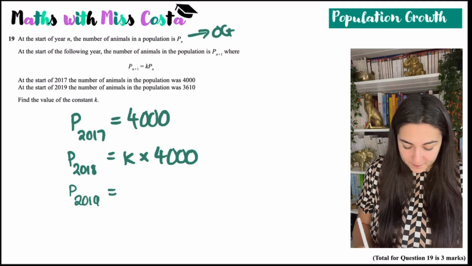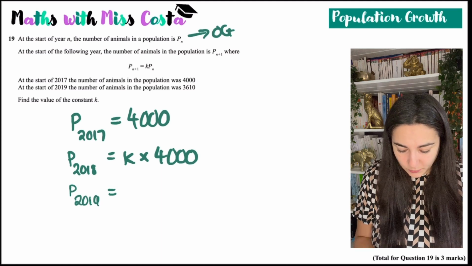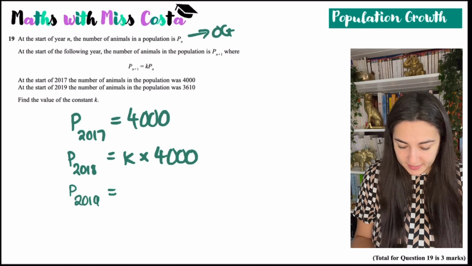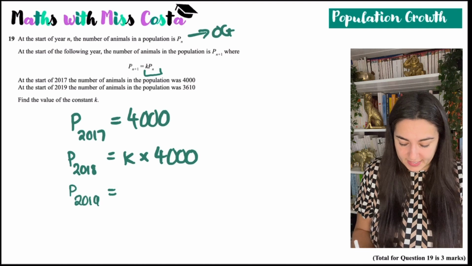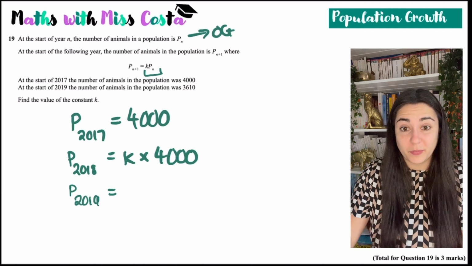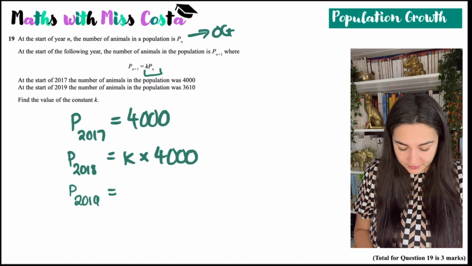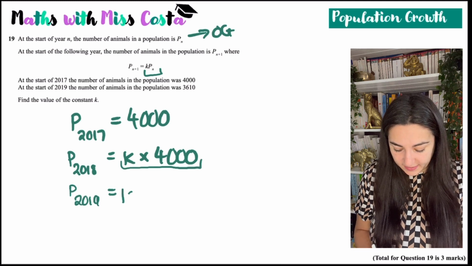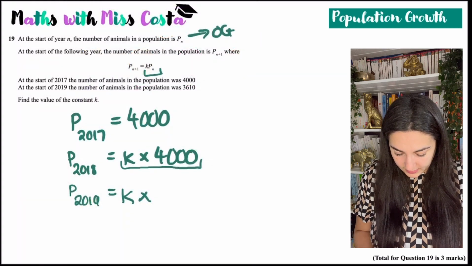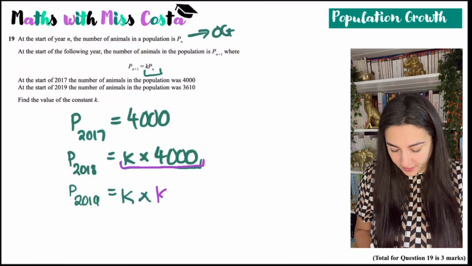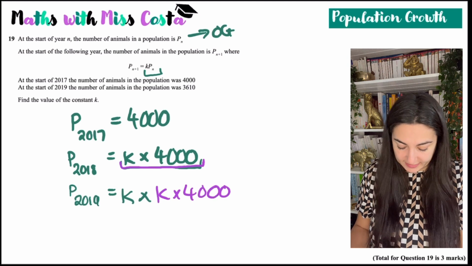Okay, so the population in 2019, remember, it's always K times Pn. So it's the year prior to that. Basically, Pn is the original year, and each time you add a year on, you're multiplying by the previous population. So if the population in 2018 was K times 4,000, the population in 2019 will be K times K times 4,000, right? Because that's the population in 2018.